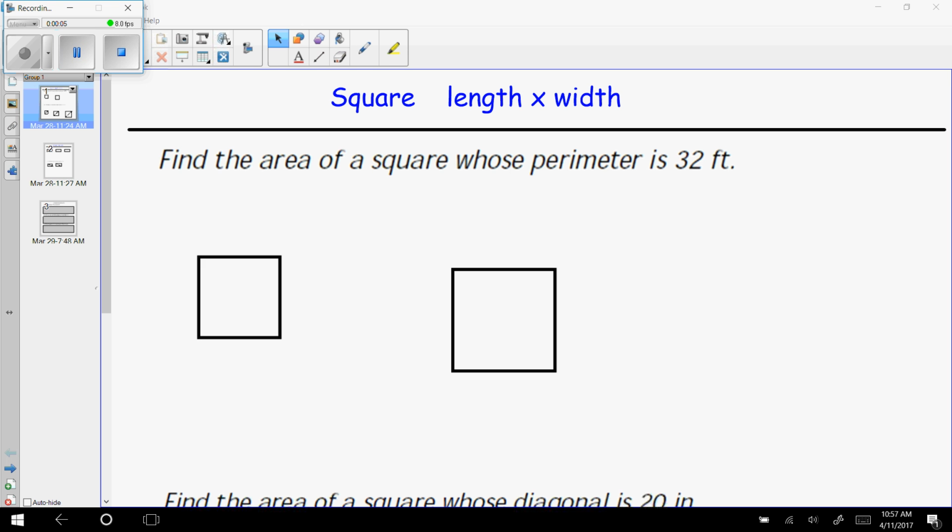Alright guys, here is the area of a square and rectangle. Got your length times width.